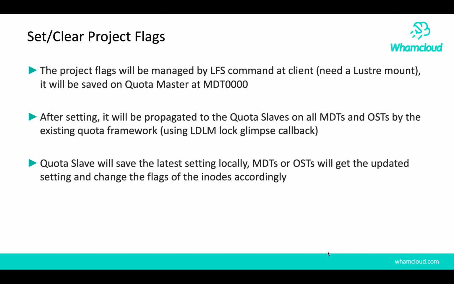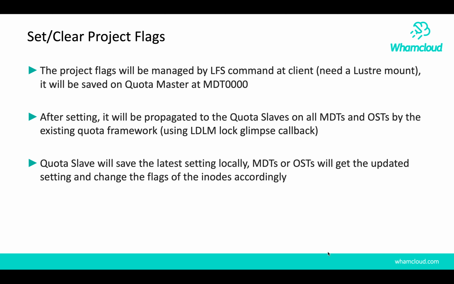Okay, this slide gives some detailed information about the process of how the project flag is set or cleared in Lustre. Firstly, the administrator sets the project flag on some project ID by the lfs project command at some Lustre client. Then a request will be sent to MDT0. The quota master at MDT0 will process it and save the new project flag information in its disk files.